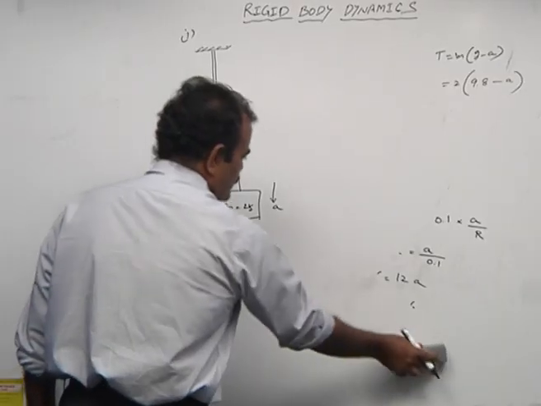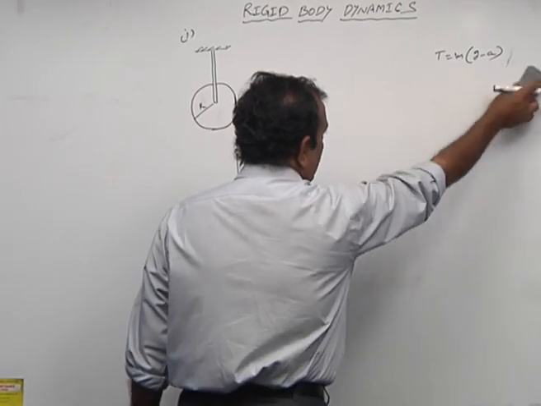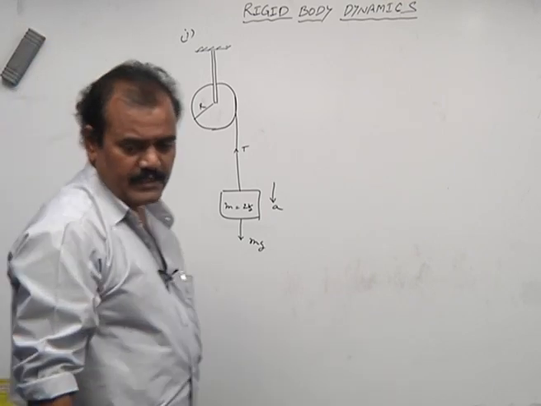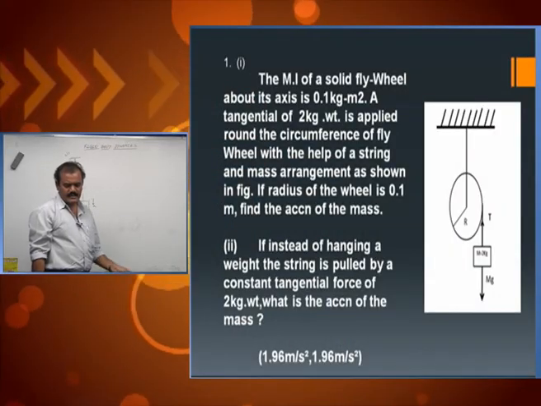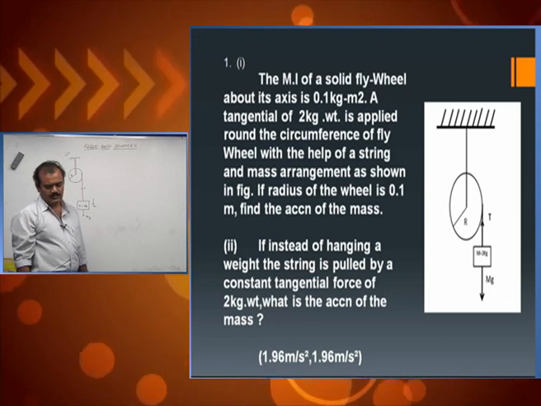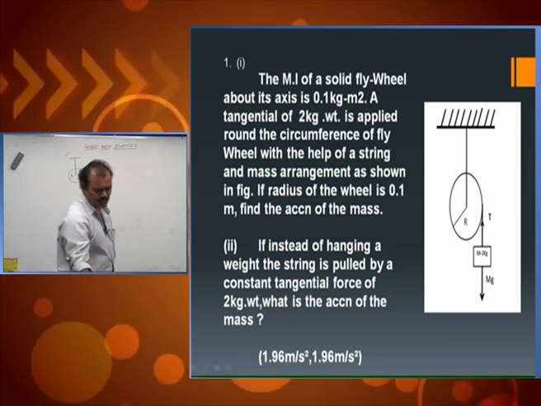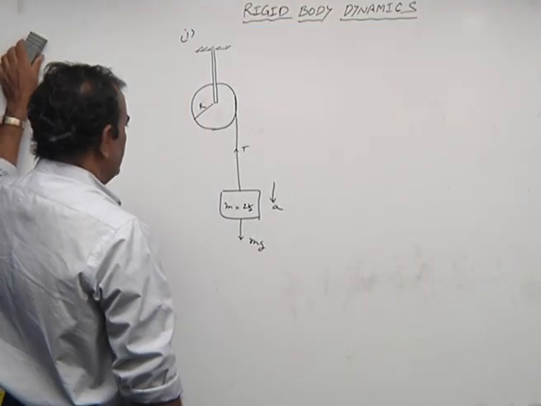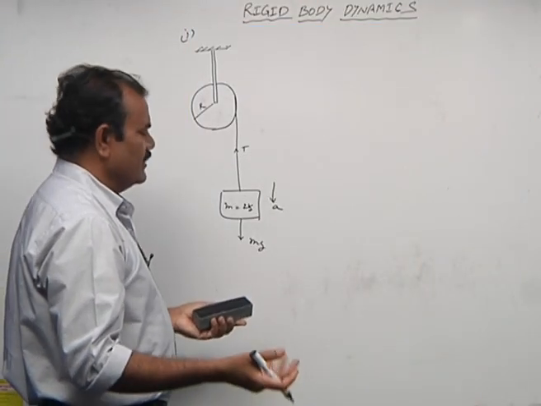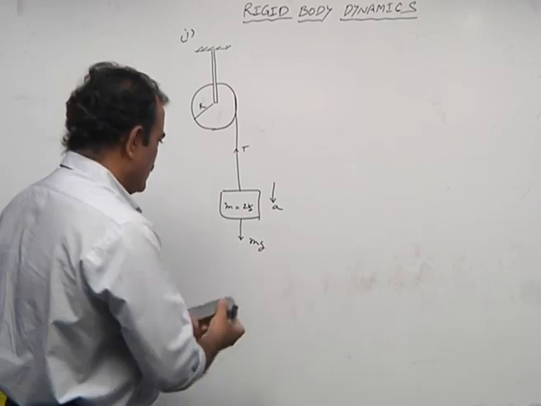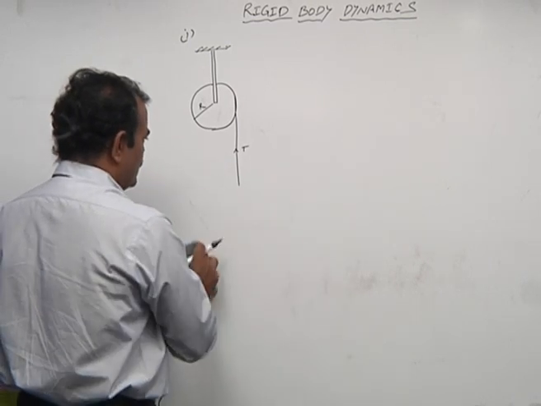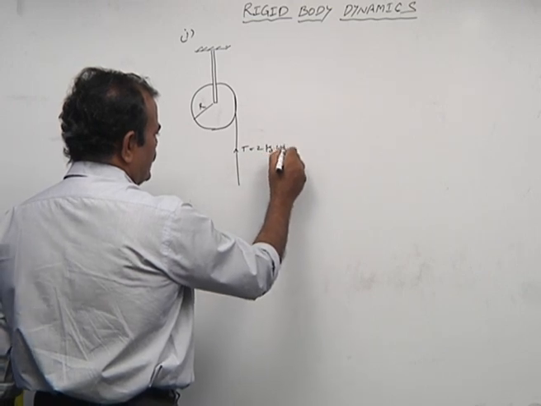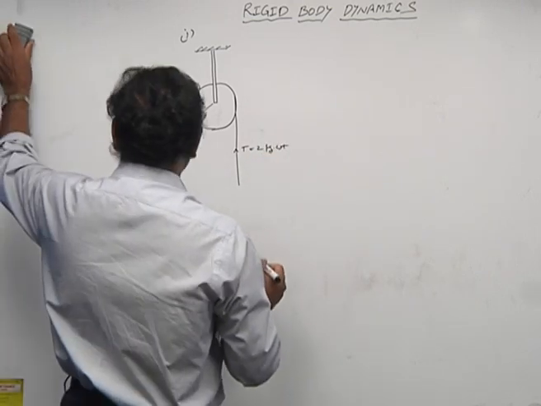You are having the same value, so the only change is that instead of the block, you are given a constant tangential force. In that case, what will be the acceleration of the mass? Since it is a constant tangential force, you don't apply that elevator formula, m(g minus a). It is a constant force, so that's why T will be equal to the 2 kg weight directly.